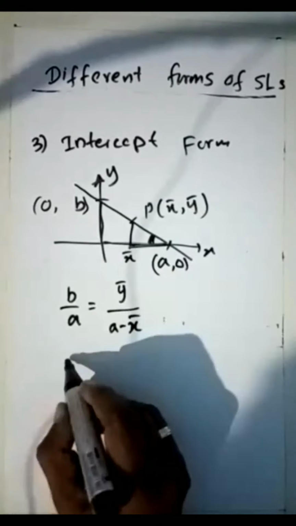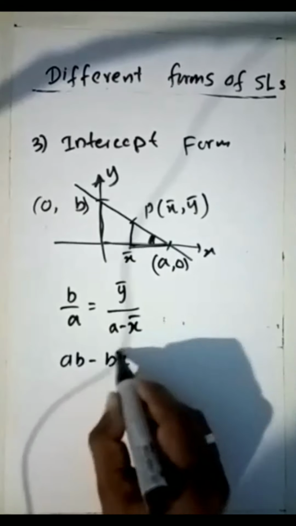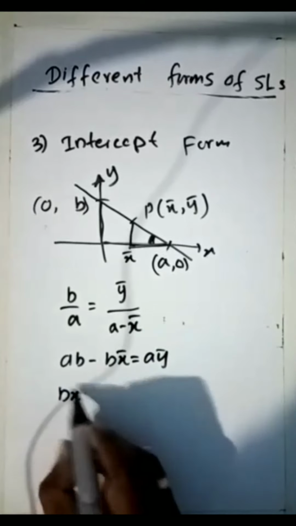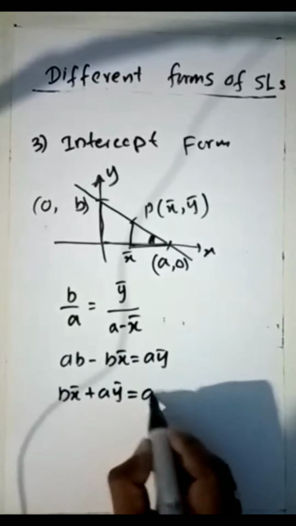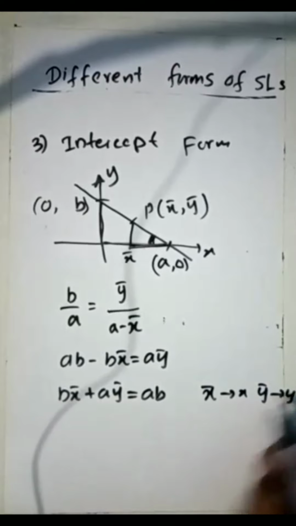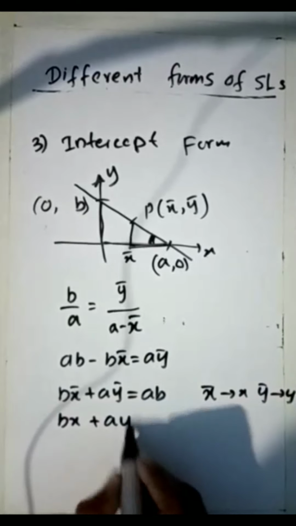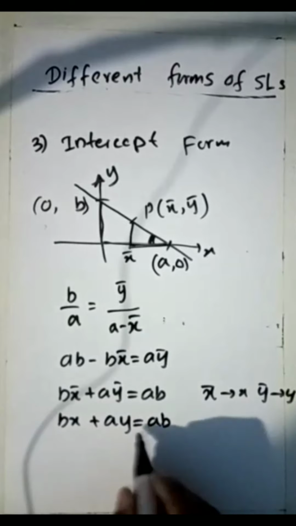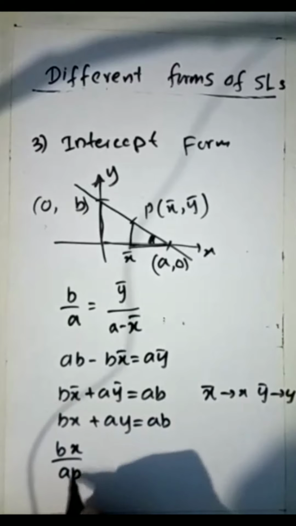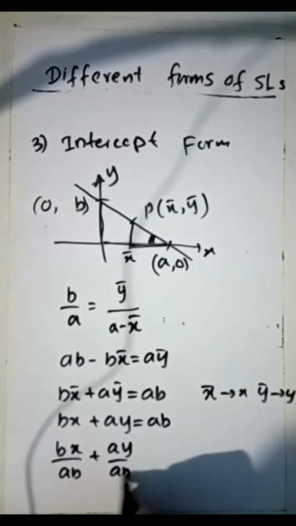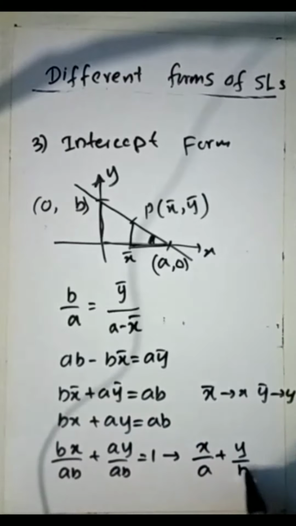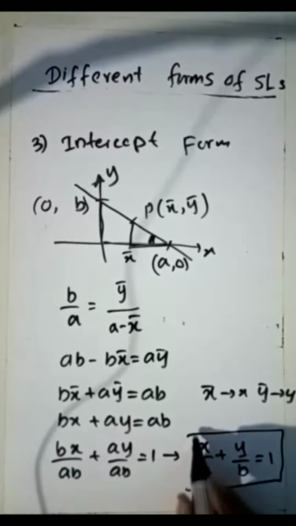Now cross multiply. AB minus B x bar equal A y bar. Put minus term other side. B x bar plus A y bar equal AB. Now take x bar as x, y bar as y, then Bx plus Ay equal AB. Now better to divide by AB to remember this expression. Bx over AB plus Ay over AB equal 1. Then here x over A plus y over B equal 1. Here we call intercept form.